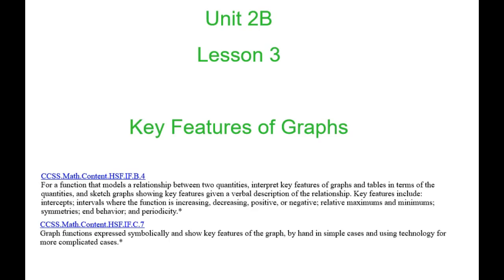Unit 2B, Lesson 3, Key Features of Graphs. So in this lesson, we're going to talk about a lot of vocabulary and notation, how to write and identify some of these features when looking at the graphs of various functions. In this lesson, we're going to be talking a lot about quadratic functions.